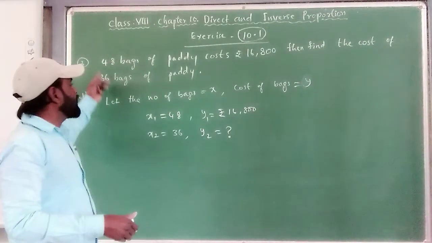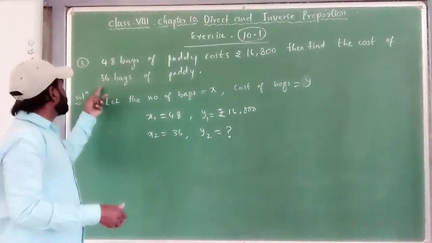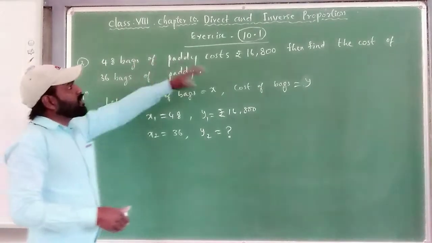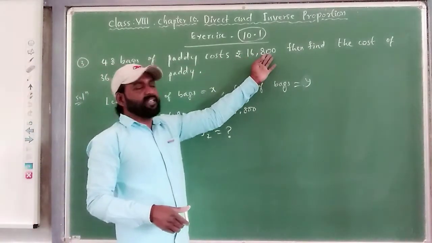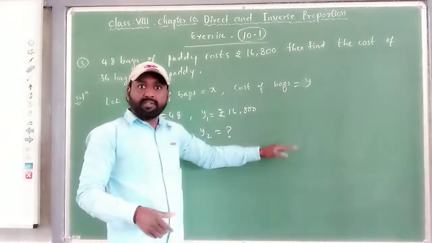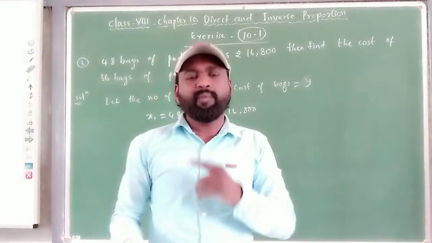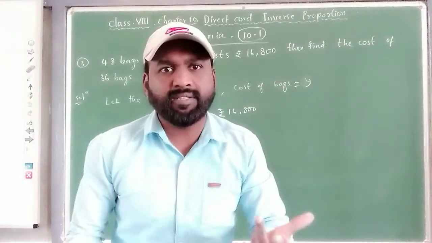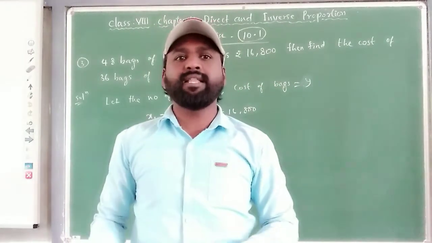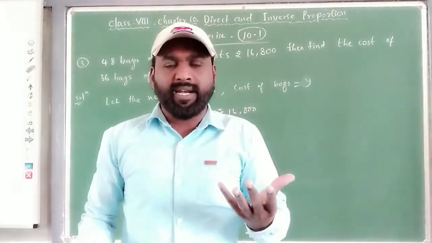That means the number of bags is reduced, from 48 to 36 it is decreased. So the cost also, instead of 16,800, will be reduced. It will not be more than 16,800; it will definitely be less than that. Simple common sense we can understand, right?